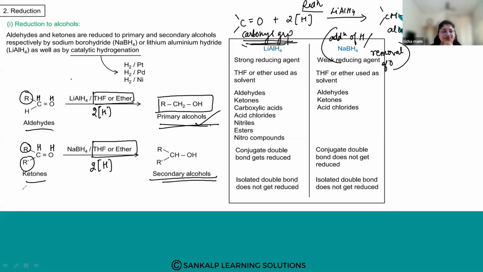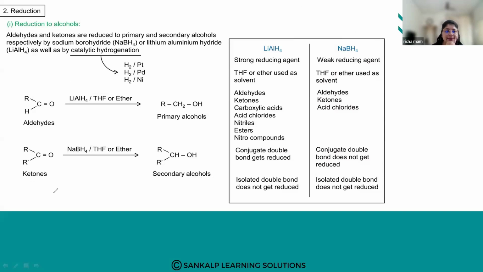Now, I'll give you an example. You have to tell me the product. Acetaldehyde is there. Now, I'm going to do reduction on this in the presence of lithium aluminum hydride. So what will be the product obtained?